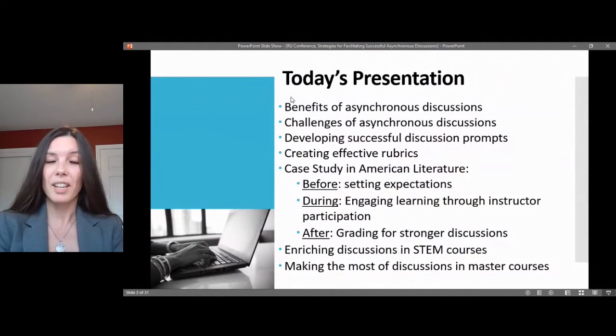The focus of the presentation, though, will be on a case study of an American literature class that I recently taught, in which my approach to discussions before, during, and after each forum resulted in proven student learning and engagement. Careful to recognize, though, the unique needs of STEM courses, I will also provide some examples of rich interaction that I've observed in math and biology. And throughout the whole presentation, I will highlight how instructors of pre-designed master courses can engage students creatively, even when they've been asked to use a pre-built discussion prompt.